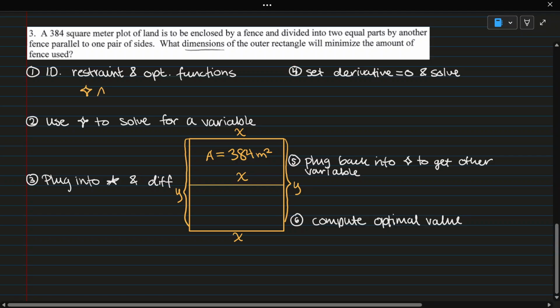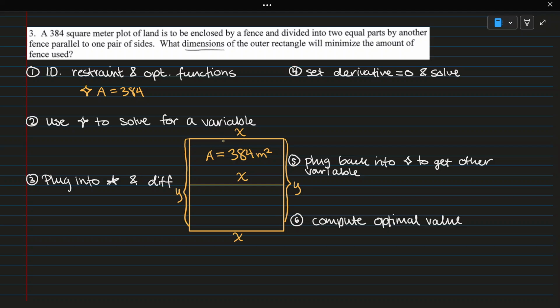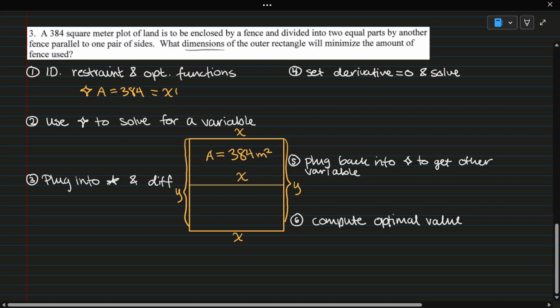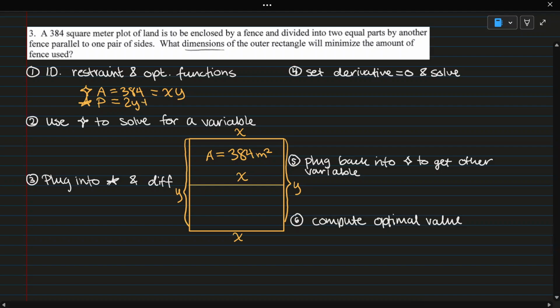So first let's identify our given. Our restraint function here is that area has to equal 384. And we also know that area is x times y. The in total enclosed area will be the area of this entire rectangle, and that's going to be x times y. And now our optimization function, the thing that we want to optimize, is perimeter. So our perimeter is going to be given by how much fence there actually is. That's going to be 2y plus 3x.